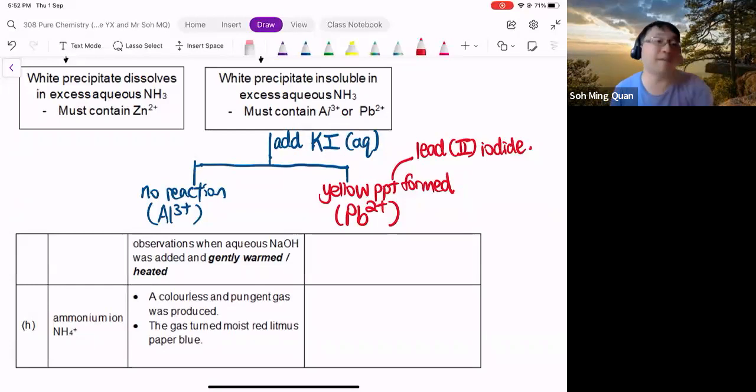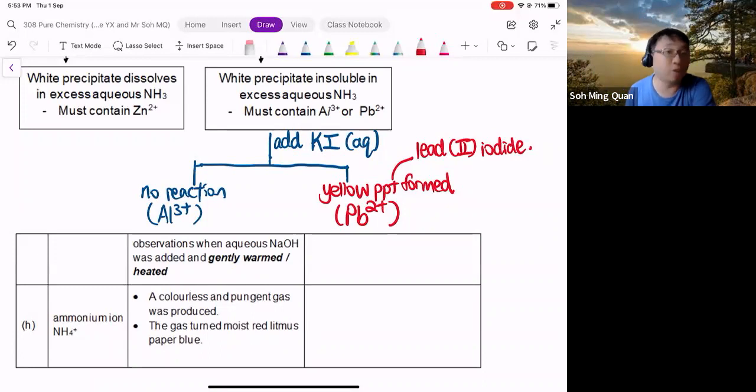To test whether something contains ammonium, we add NaOH and then gently warm it. Why? NaOH is a base. Base plus ammonium compound gives you ammonia gas. So if it contains ammonium, add NaOH, then you warm it, you should produce ammonia gas, which turns moist red litmus paper blue. All right.